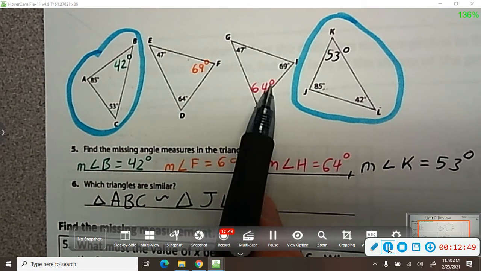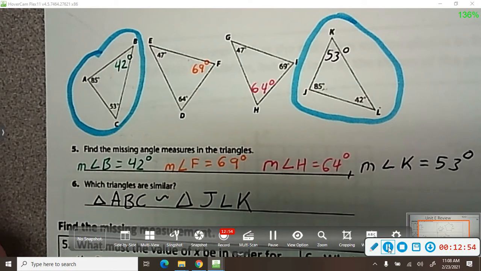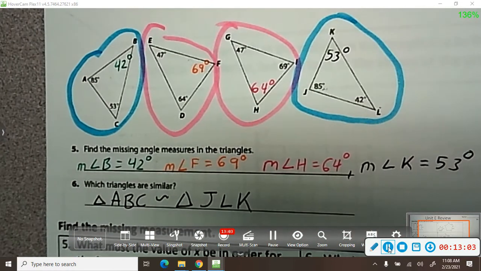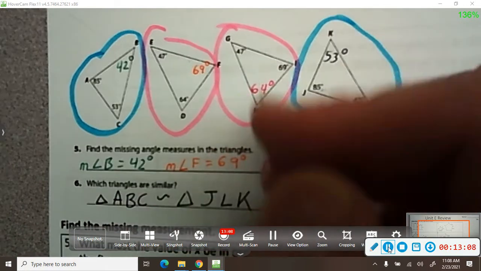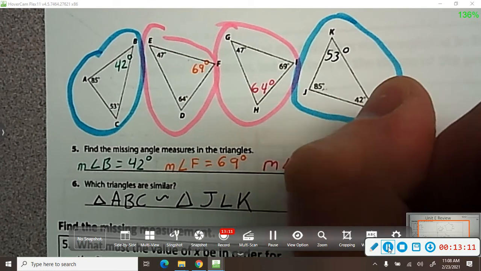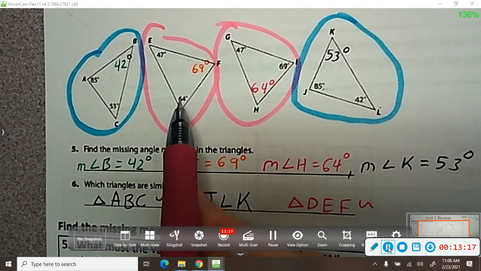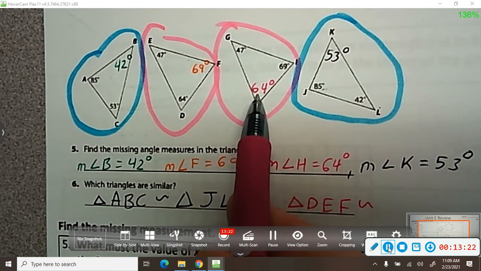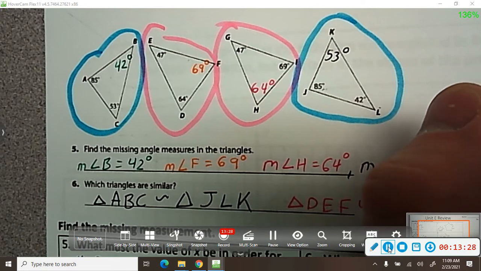Also, 64, 64, 69, 69, 47, 47. Those are also similar, these two triangles. And so I'd say triangle DEF is similar. And I started at 64 degrees, so I'm going to go 64, and then I went to 47, so it'll be HGI. And I forgot my triangle symbol, hold on.